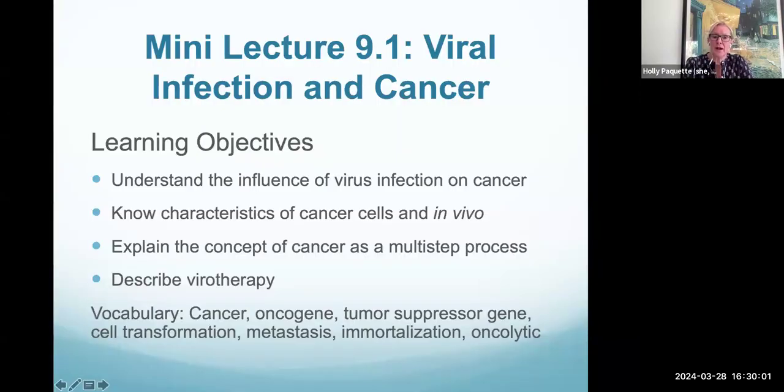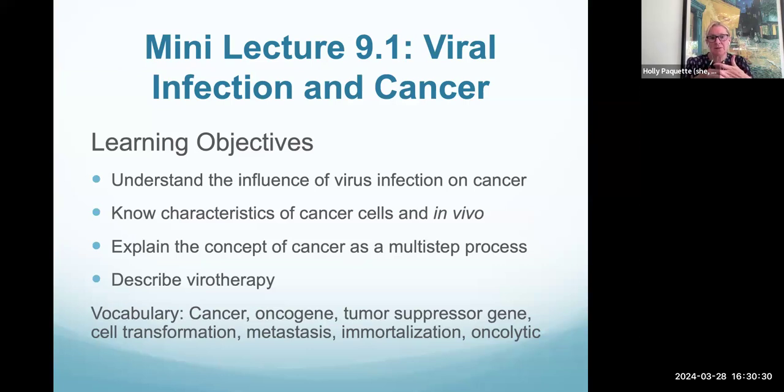We're going to first start out talking about viral infection and cancer. So this will be a short lecture just talking about the fact that we know that with a large percentage of cancers, they actually have a viral origin. So I'll go through this, and then the rest of this module will be covering the enteroviruses with a specific amount of time put on poliovirus. So let's start out with mini lecture 9.1, viral infection and cancer.